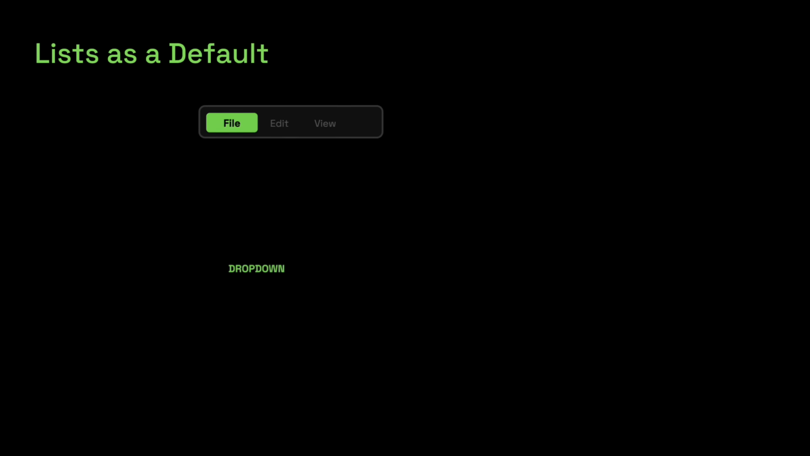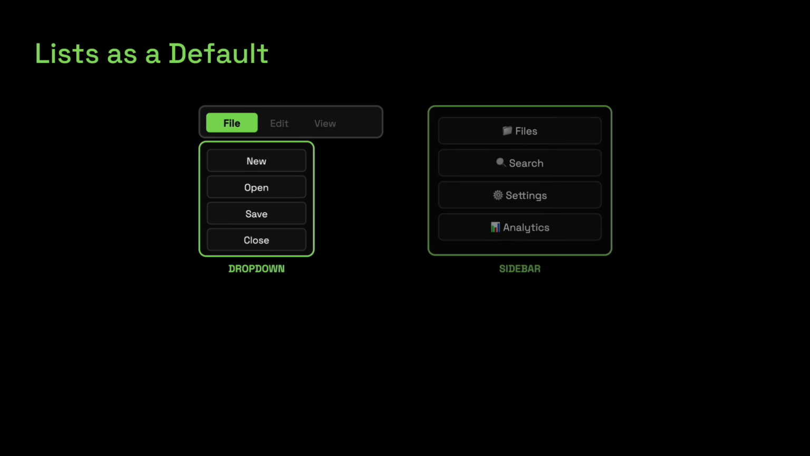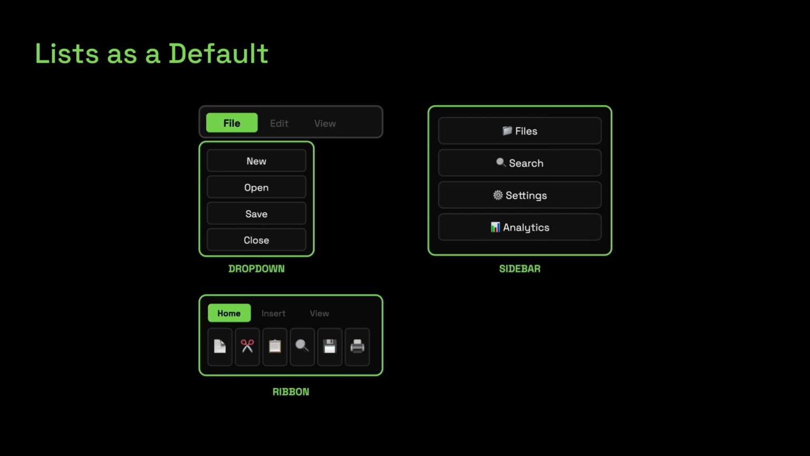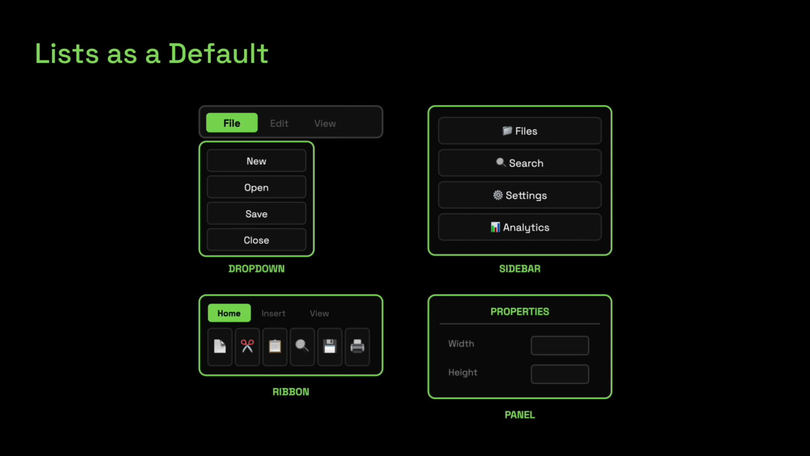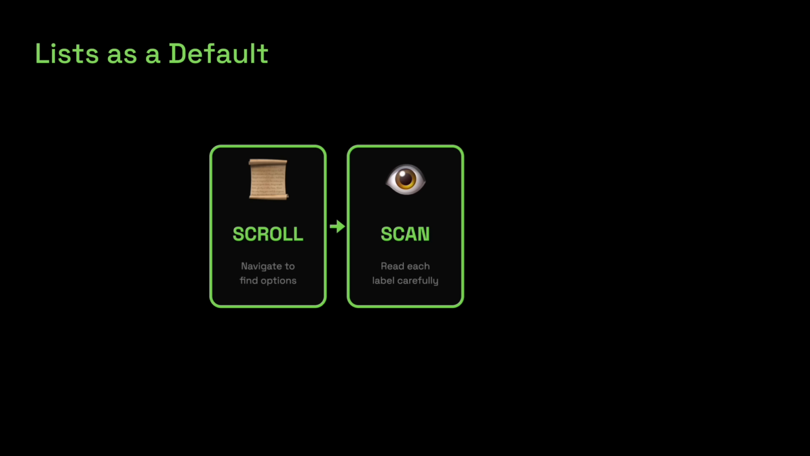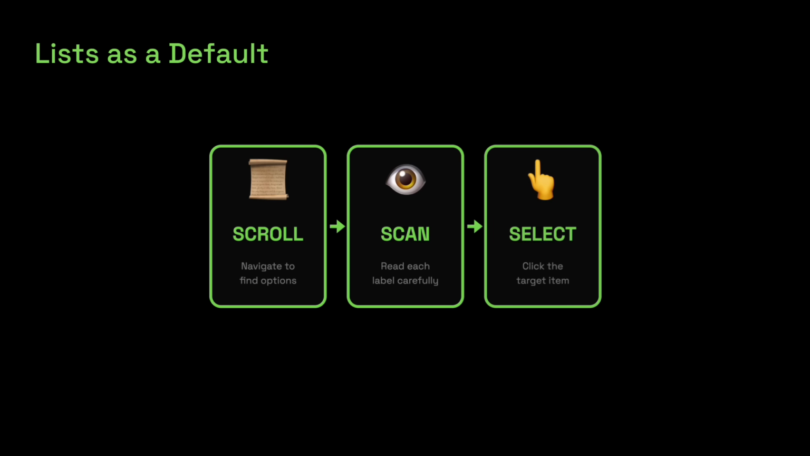Within this environment, choices are overwhelmingly organized as linear lists. Menus drop down, commands stack vertically, and sidebars and ribbons and panels all rely on the same logic. We scroll, scan, and select in straight lines so frequently that linearity itself fades into the background.